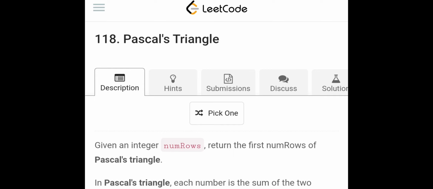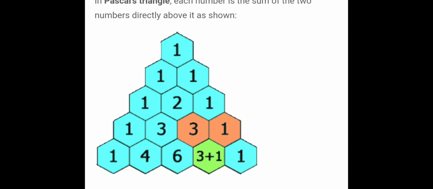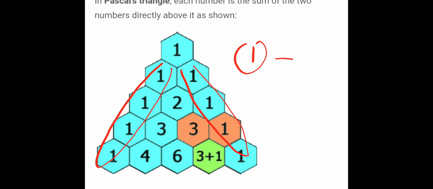What is the Pascal's triangle basically? Pascal's triangle is defined as this one. One thing to observe here: the first element and the last element are all 1. That's the first point. The first and the last element is 1.